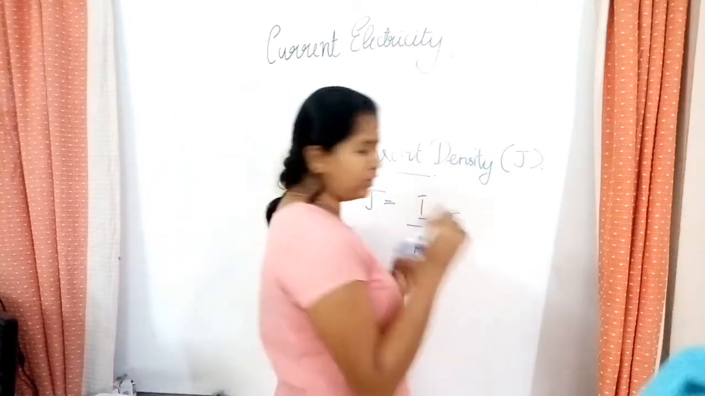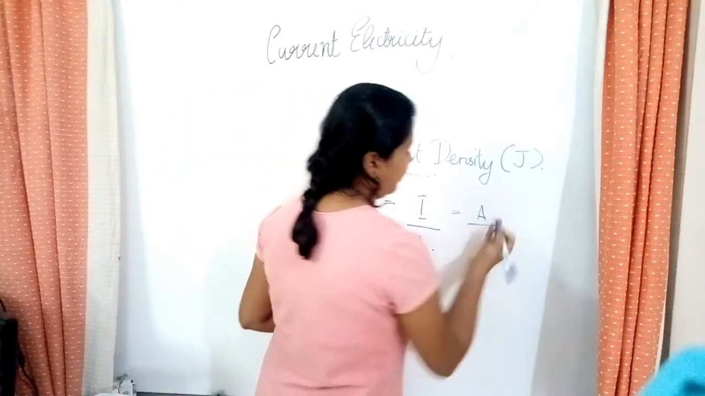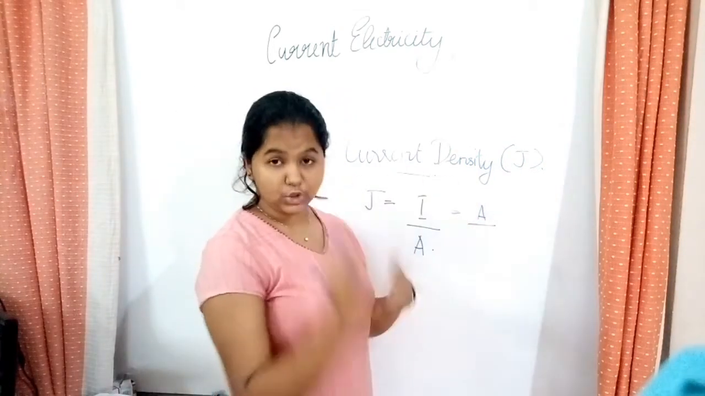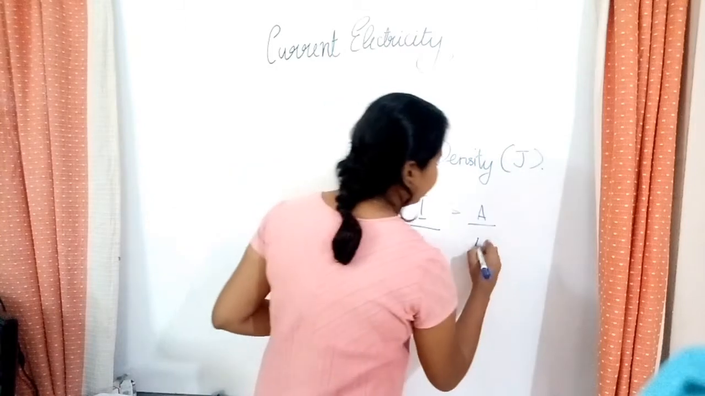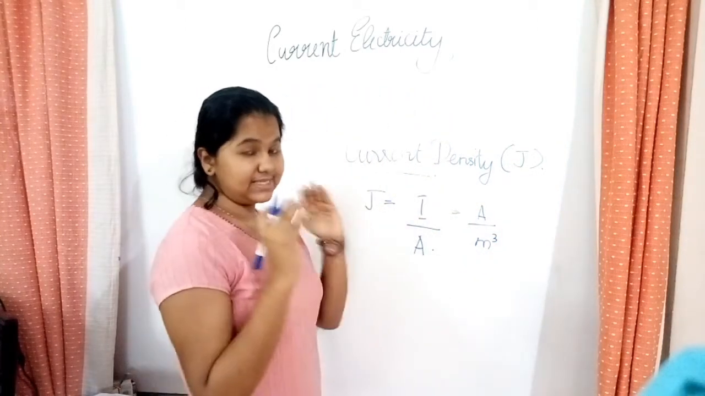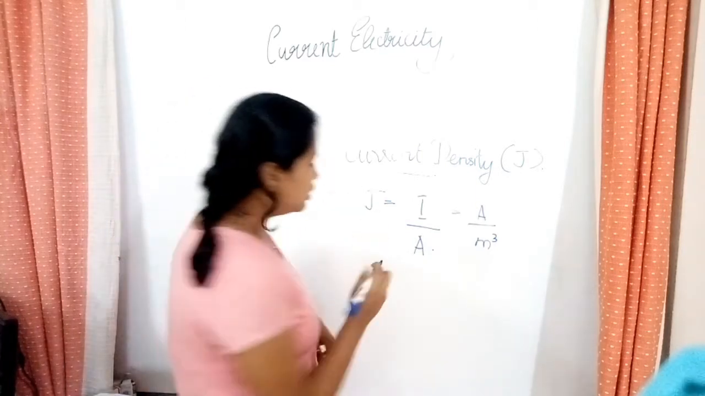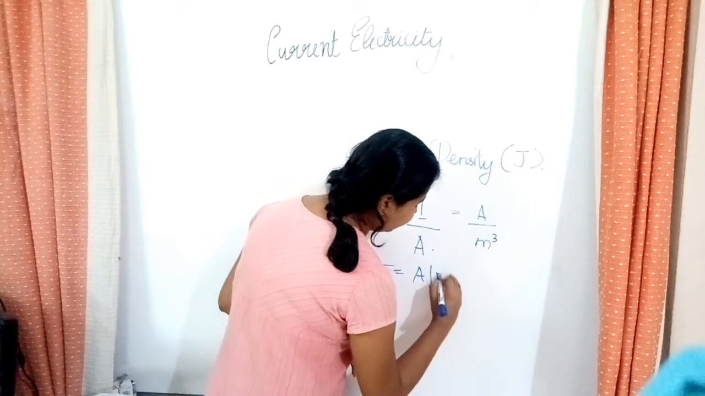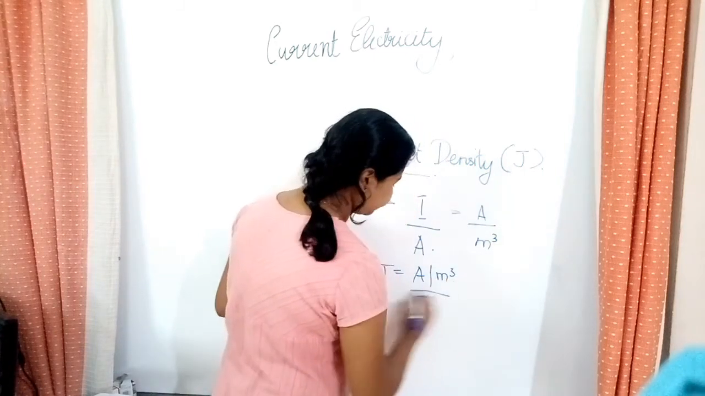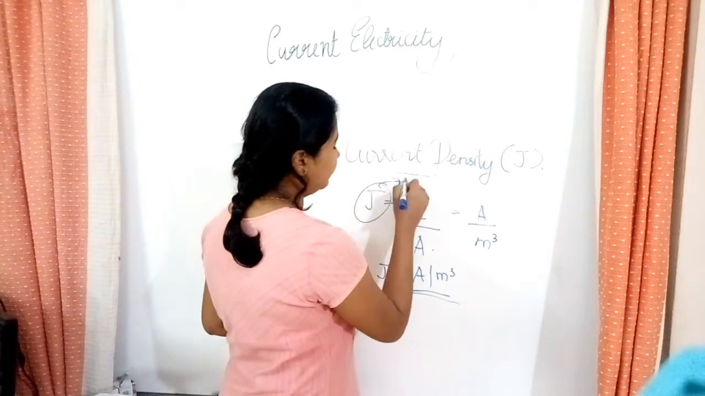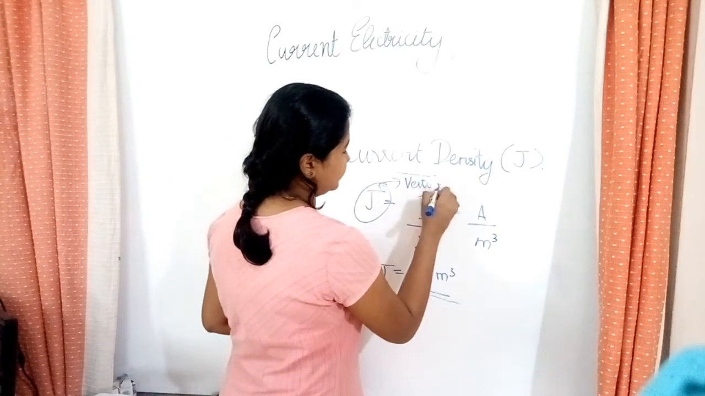Let's write the unit. For I, the unit is ampere. The unit of volume could be centimeter cube, meter cube, anything, but we will measure it as meter cube because that is the SI unit of measurement. So J is equal to ampere per meter cube. And we know that J is a vector quantity.